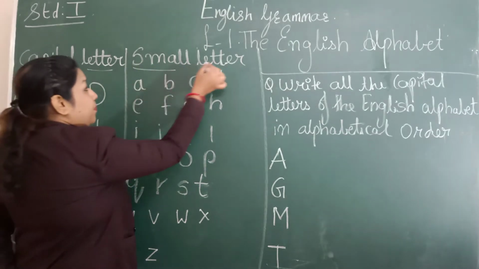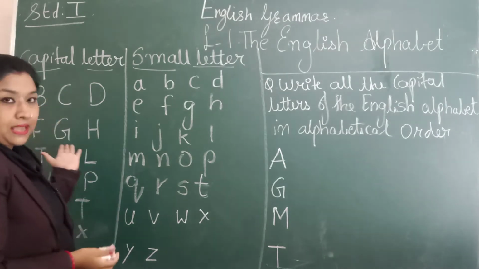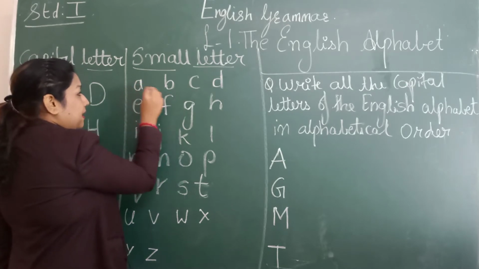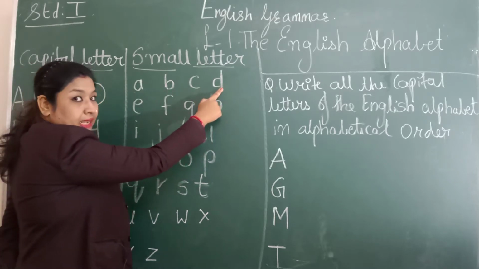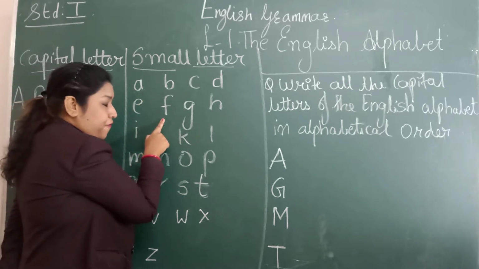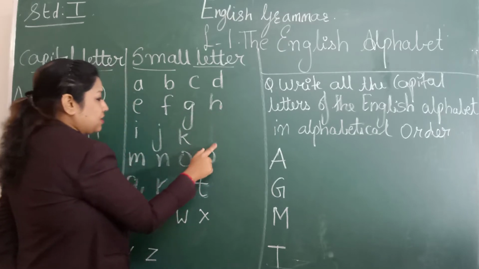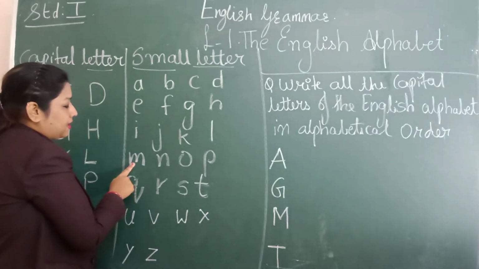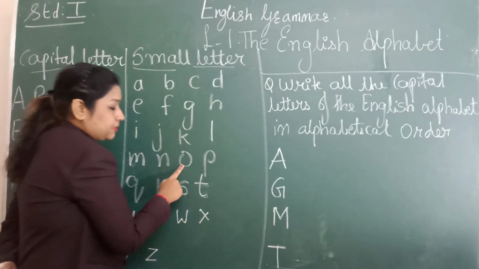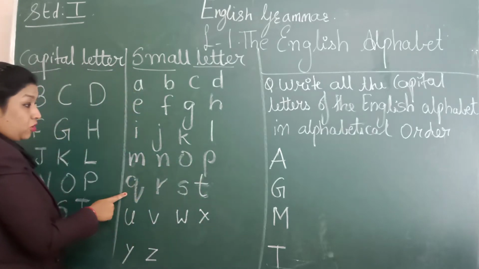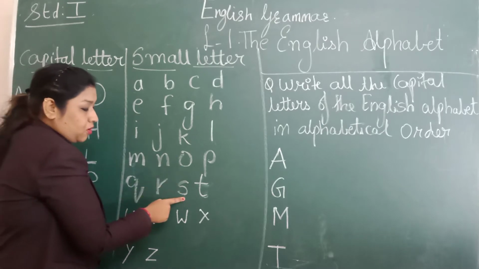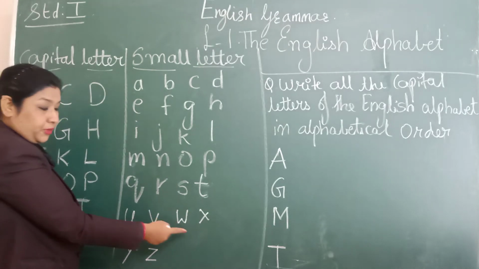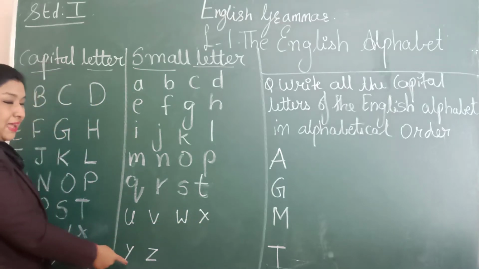Very good. Now, we will see a small letter. Okay, this is your capital letter and this is your small letter. So, this is small a, small b, small c, small d, small e, small f, small g, small h, small i, small j, small k, small l, small m, small n, small o, small p, small q, small r, small s, small t, small u, small v, small w, small x, small y, and small z.